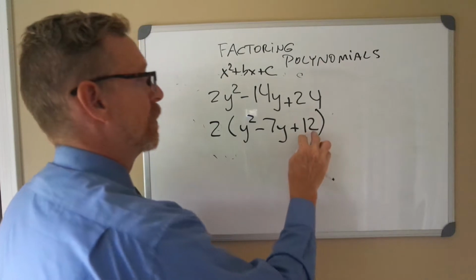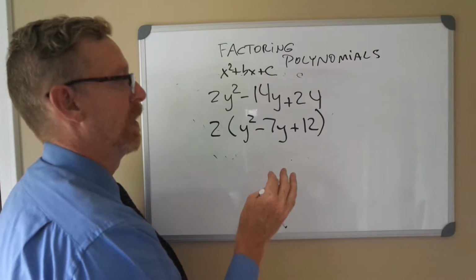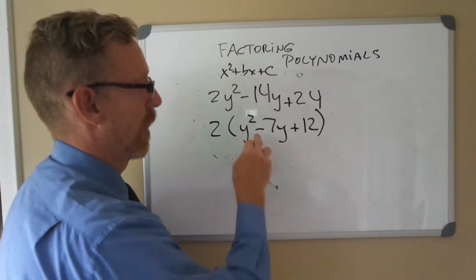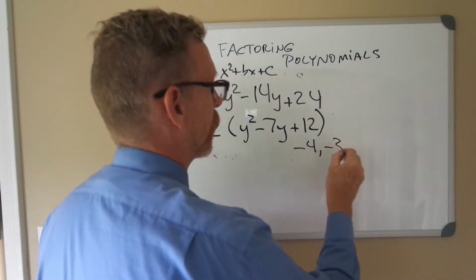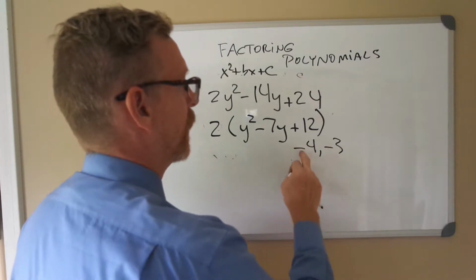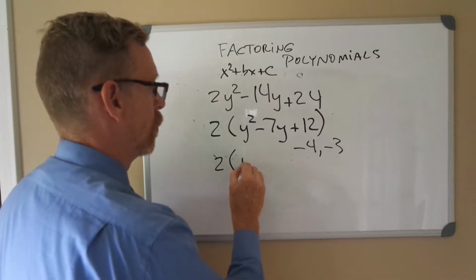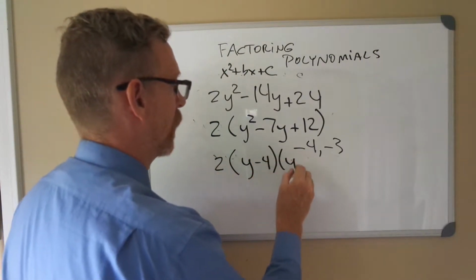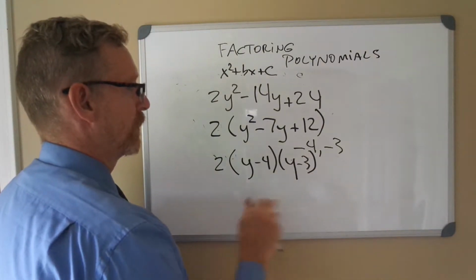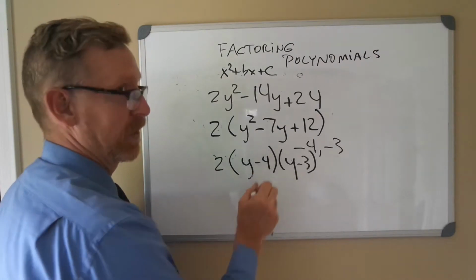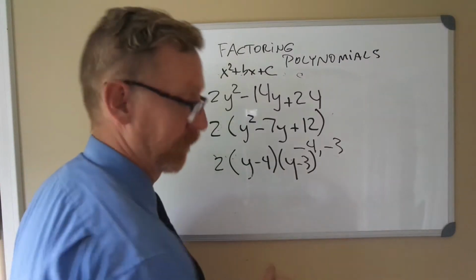So obviously, to be a positive 12, the two numbers would have to be both negative or both positive. But if they're both positive, when you add them together, they're not going to be negative. So we know our numbers have to be negatives. So negative 4 and negative 3 multiplied give you 12, and negative 4 plus negative 3 added together give you negative 7. So our solution should be 2 times y minus 4 times y minus 3. And in fact, this would be y squared plus outside negative 3y plus the inside negative 4y, that's a negative 7y, and the last would be negative 4 times negative 3, which would be a positive 12.